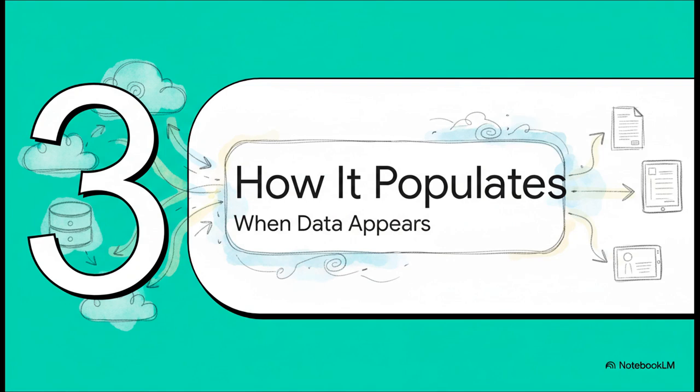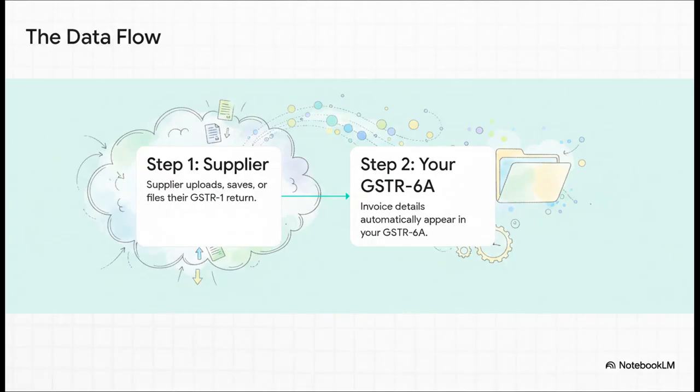Okay, so if it's auto-populated, you might be wondering, where does all this data magically come from? Let's pull back the curtain and see how that information flows from your supplier right into your form. And honestly, the process is incredibly simple. It's just a two-step. Step 1, your supplier does their part. They upload, save, or file their GSTR-1. Step 2, the moment they do that, the GST system automatically pushes those invoice details right into your GSTR-6A. It happens almost in real time, which is fantastic for staying on top of things.